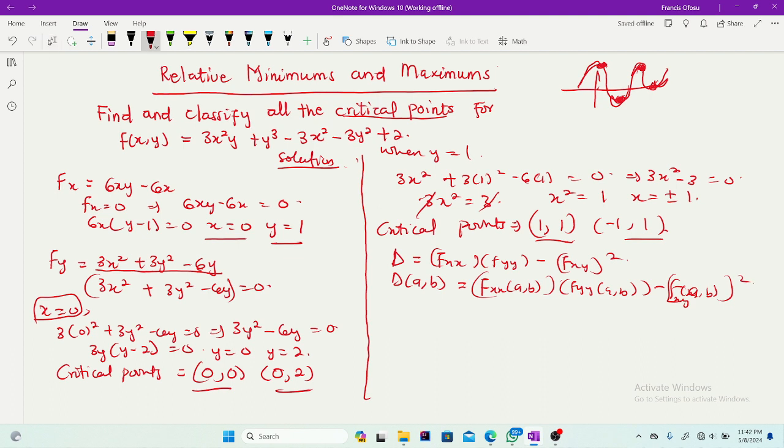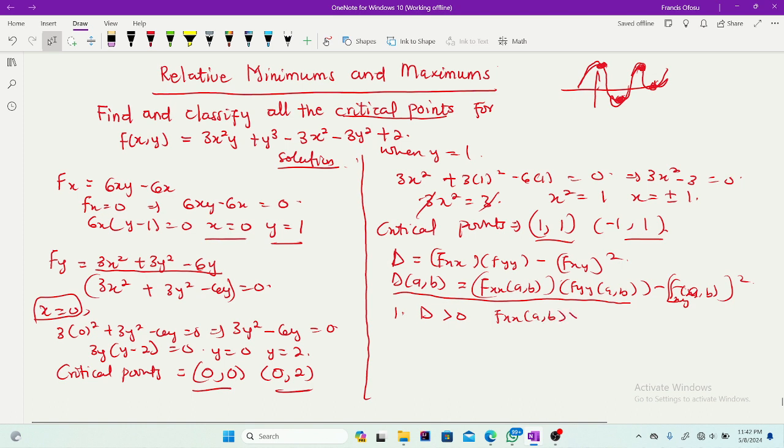That's all. We have a few conditions here. The first condition is that after finding your D function at a particular critical point, if D is greater than 0, whilst fxx(a, b) is also greater than 0, then we say that our function has a relative minimum. So see the condition here: D should be greater than 0, and the second derivative with respect to x, fxx, is also greater than 0. Then therefore it's a relative minimum.